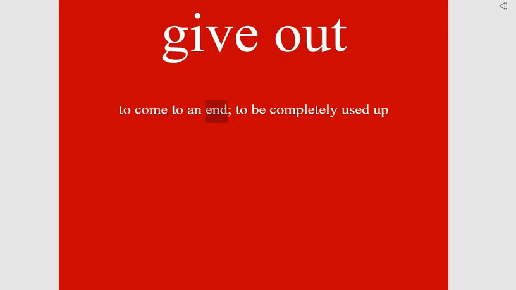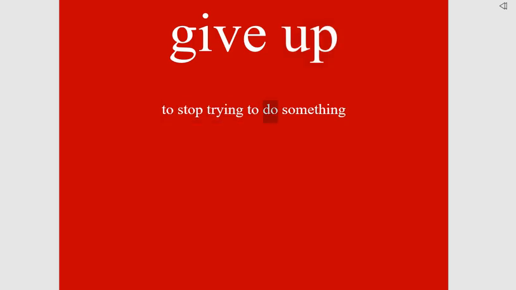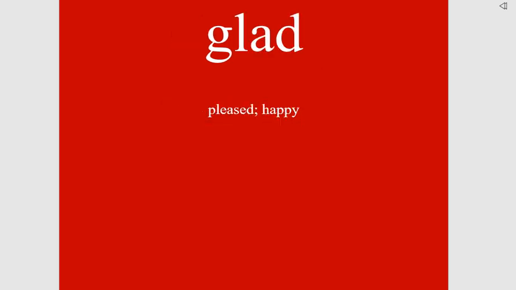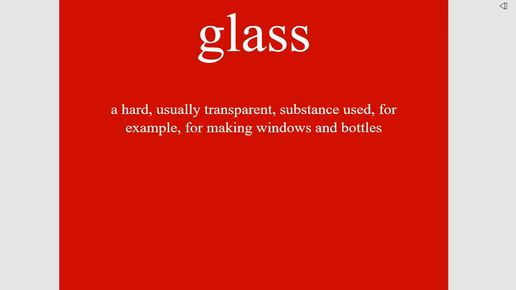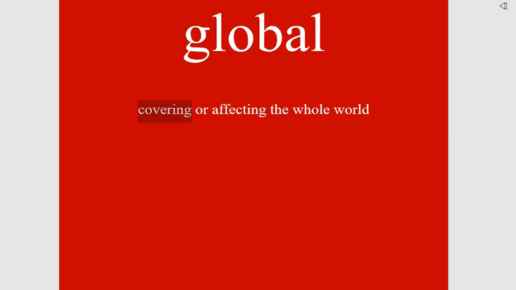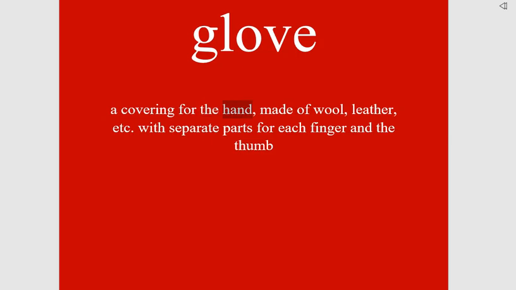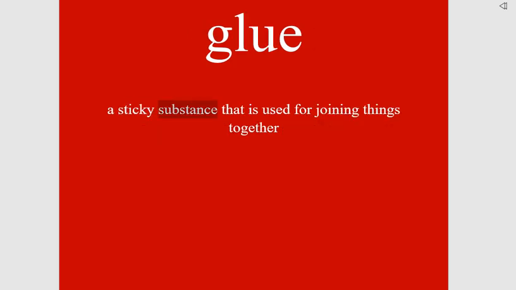Give out. To come to an end, to be completely used up. Give up. To stop trying to do something. Glad. Pleased, happy. Glass. A hard, usually transparent, substance used, for example, for making windows and bottles. Global. Covering or affecting the whole world. Glove. A covering for the hand, made of wool, leather, etc. with separate parts for each finger and the thumb. Glue. A sticky substance that is used for joining things together.